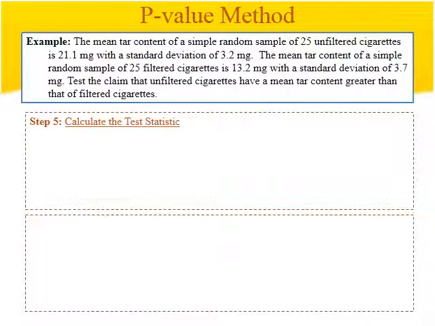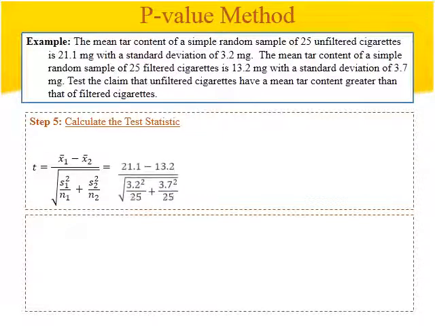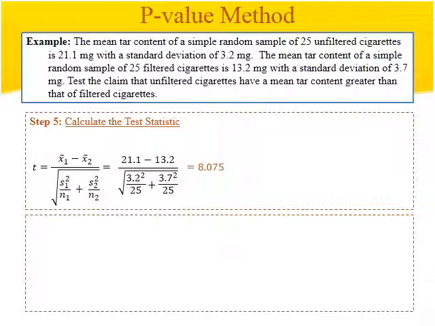So now step 5, we'll calculate the test statistic using the formula we just saw. Plugging everything in and throwing it into our calculator gets me a t-score of 8.075. So now we'll determine the p-value using the t-distribution table, but of course that's going to require us to calculate the degrees of freedom. Now if you recall, the degrees of freedom when we previously talked about one mean came from the sample size minus 1.